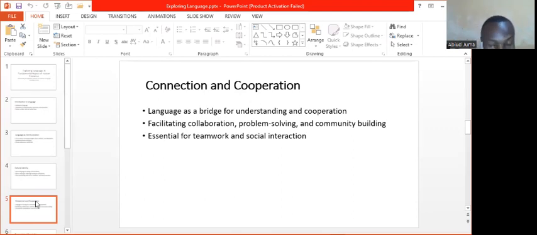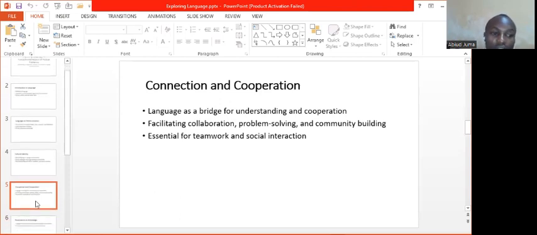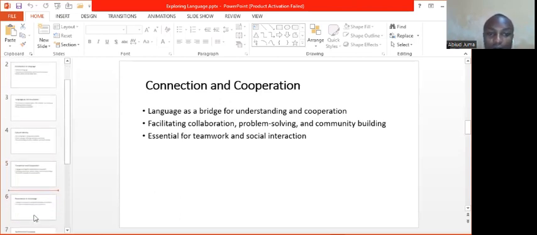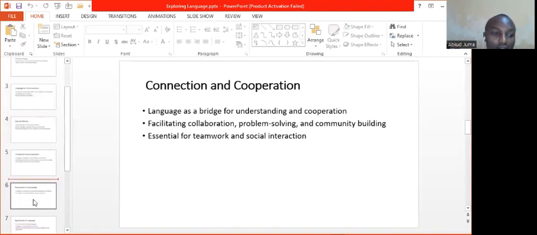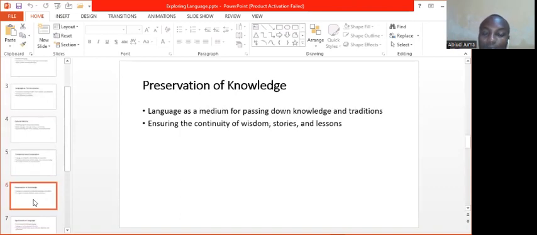And now that promotes teamwork and also social interaction. We shall go to the next page on our sixth one, and that is the preservation of knowledge.